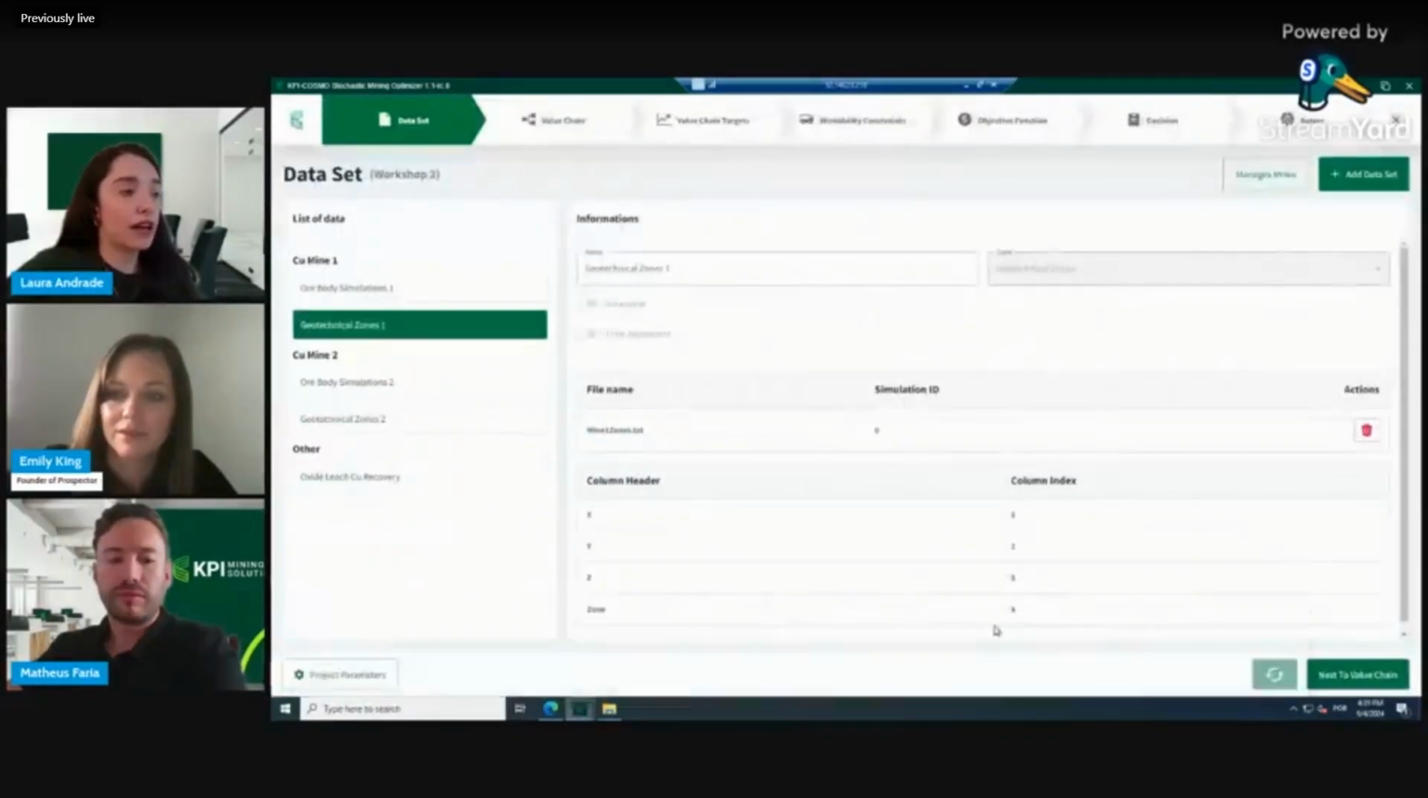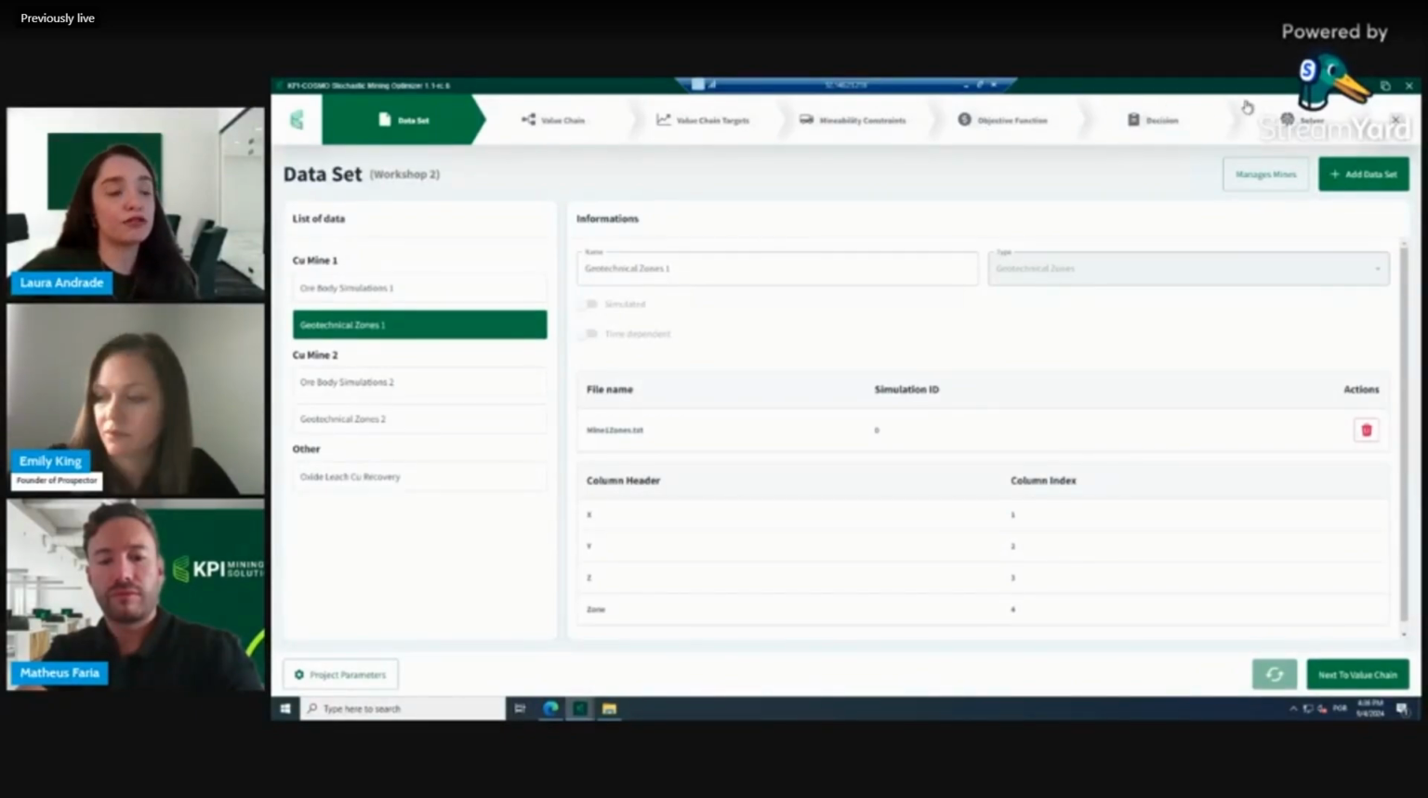Now moving to what we do in the software to get to this result. We have this workflow. We start with the inputs, then we build our value chain, we define targets, then we move to defining mineability or operational constraints, we define our objective function, and then we move to the background, to what is done in the solver.